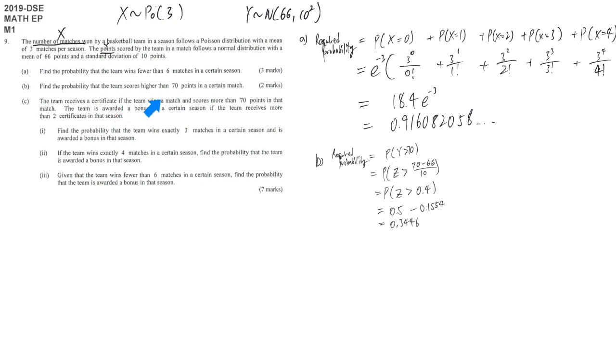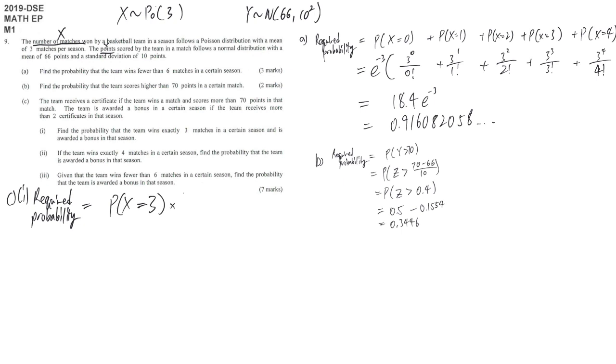Part C says that if they win together with a score of more than 70 points, then they will receive a certificate, and then a bonus will be given if there are 2 certificates or more in a season. So to get this required probability, they say win exactly 3 matches. They do not say given. So this is not fixed, it's not given. You have to put this part: the number of matches the team wins is exactly equal to 3.